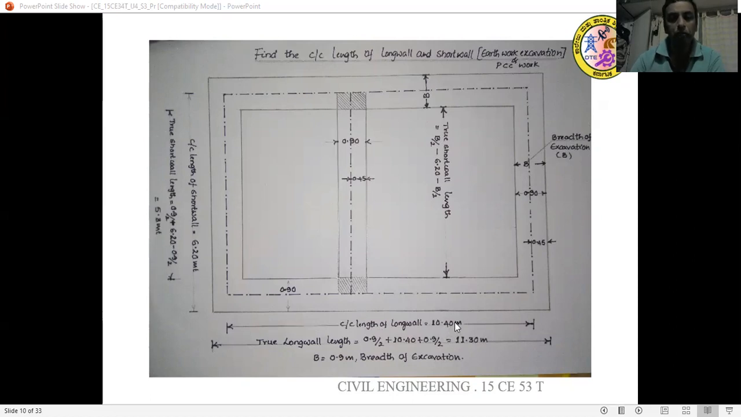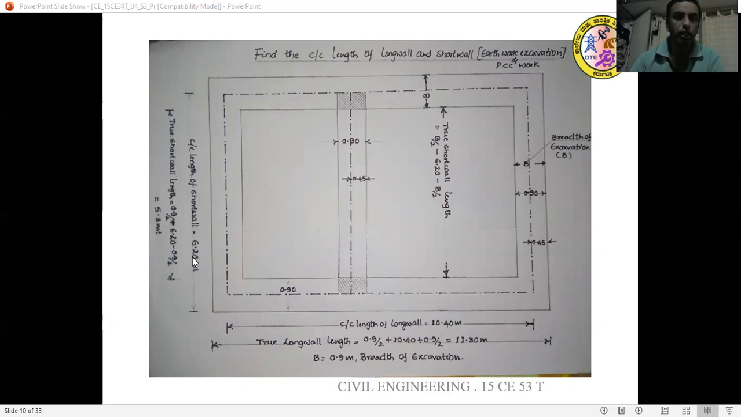This can be obtained by just adding the horizontal length of the wall from center to center. After getting the center to center length of the long wall, you have to find out the true length of the long wall. This can be calculated by considering the 0.9 meter width on this side, plus 10.4 meter plus 0.9 meter. Finally we get the true length of long wall equal to 11.3 meter. That means breadth of trench excavation is 0.9 meter. It is given in the question.